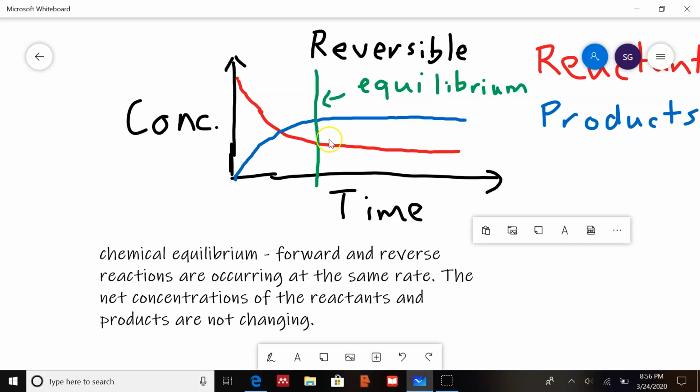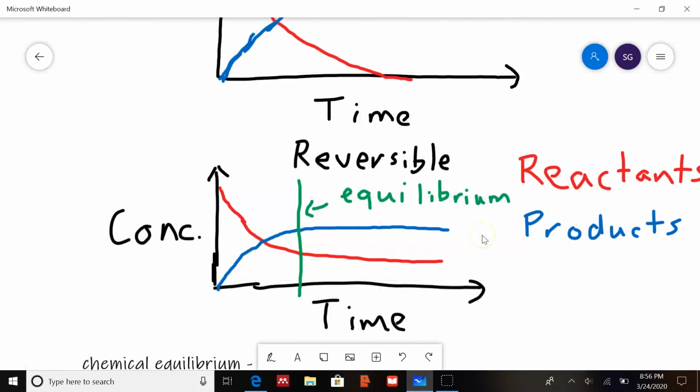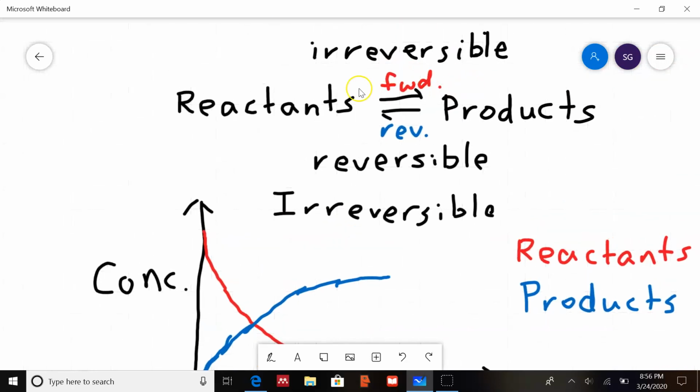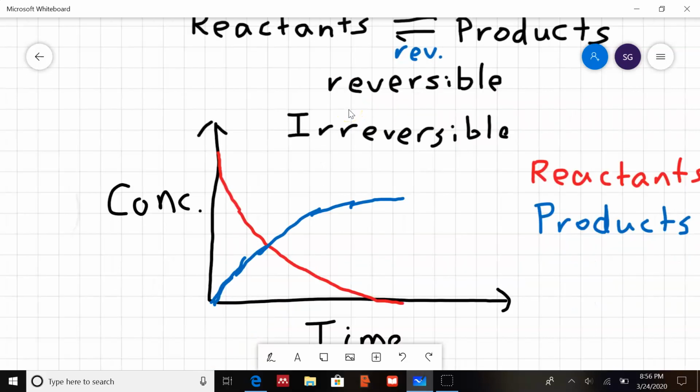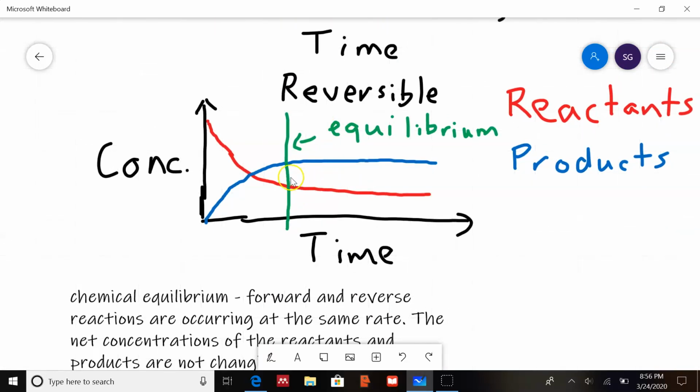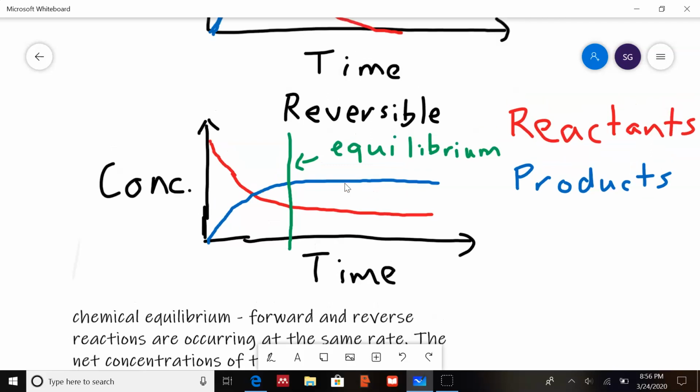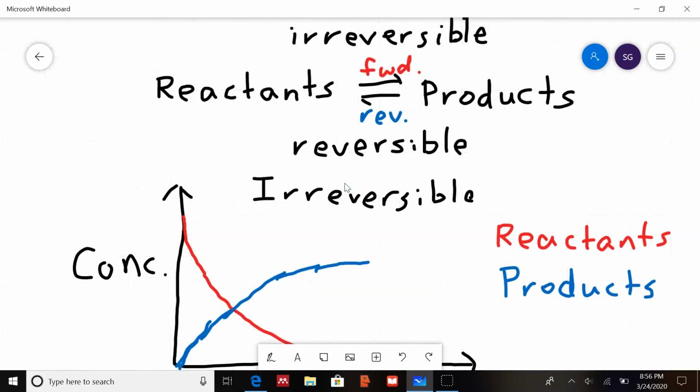Now, like I said, this is because the forward and reverse reactions are occurring at the same rate. So a lot of people think that since the concentrations are no longer changing, that means that the reaction has come to a stop. That's not what it means. The reaction is still occurring in both directions. It's just occurring at the same rate. So since your reactants are being used up by the forward reaction at the same rate as they're being produced by the reverse reaction, there's no net change in concentration.